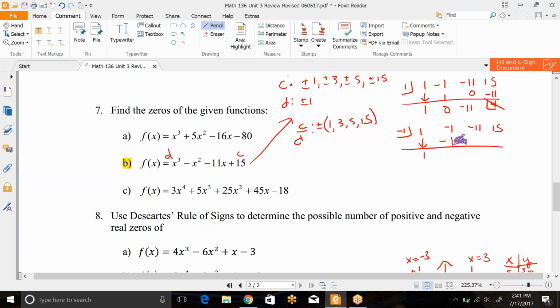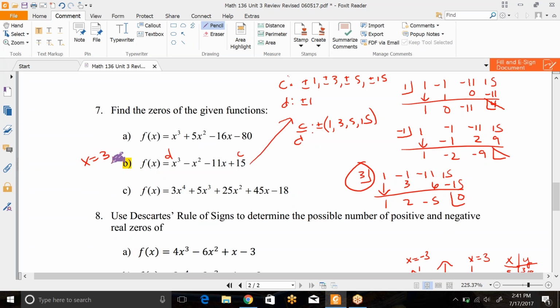Pull down the 1, multiply, multiply, do not get 0. Positive 1 was closer, so I'm going to try positive 3 next. Multiply, multiply, and there it is. So positive 3 is definitely a solution. We can write that here.